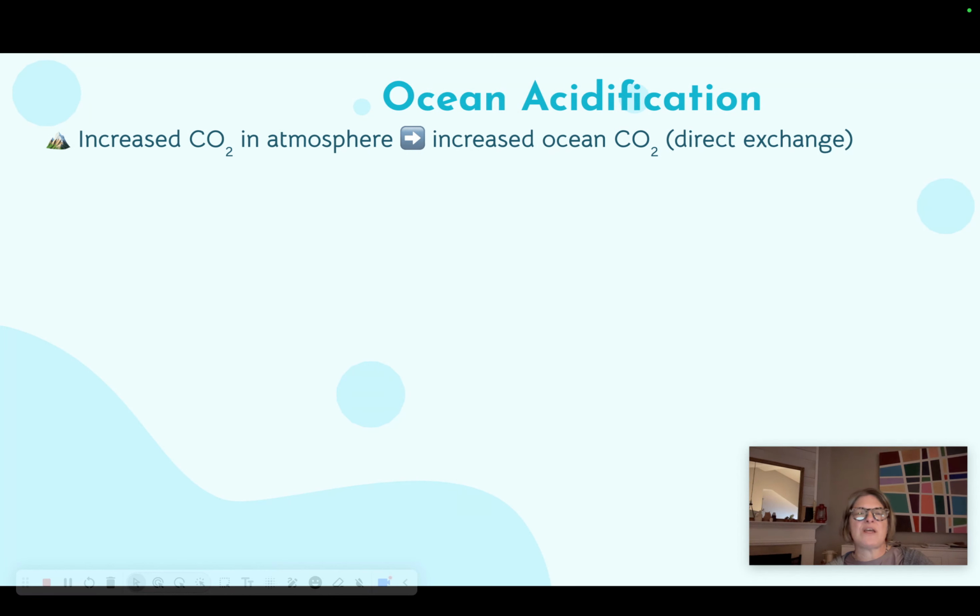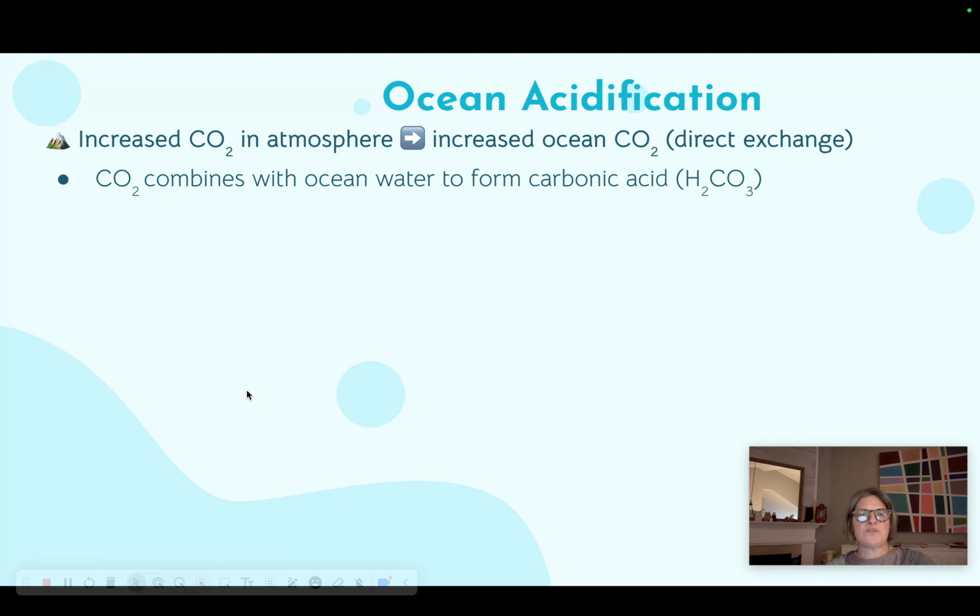But essentially, increased CO2 in the atmosphere causes increased dissolved CO2 in the ocean water. This is a direct exchange that just happens in a cycle over and over again. So CO2 moves into the atmosphere. The more that's there, the more that's available to diffuse into ocean water. And then it'll diffuse out of ocean water back into the atmosphere. And that's just a cycle that happens over and over and over again.